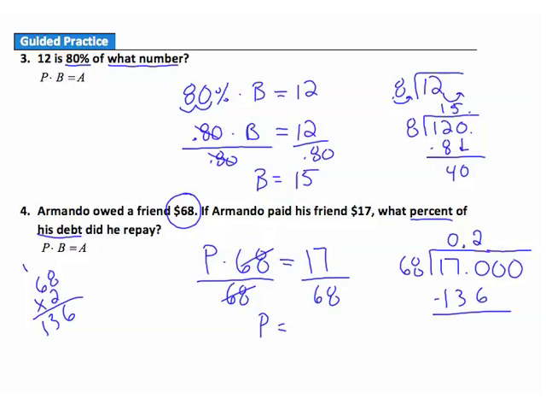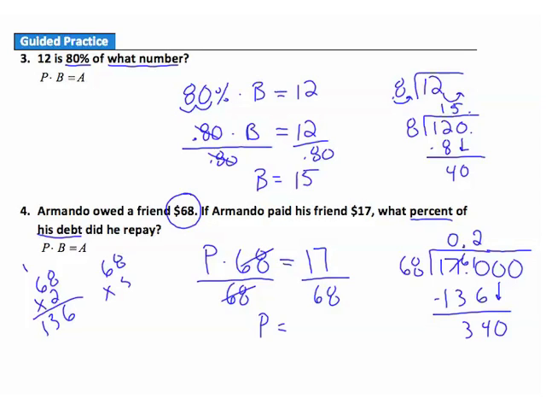Subtracting that, we'll borrow from the 7, which makes it a 6. That's a 10. 10 minus 6 is 4. 6 minus 3 is 3. So we get 34. Now I would bring down the next 0. And now I'm going to go 68 into 340. Maybe 5 times? Let's check it out.